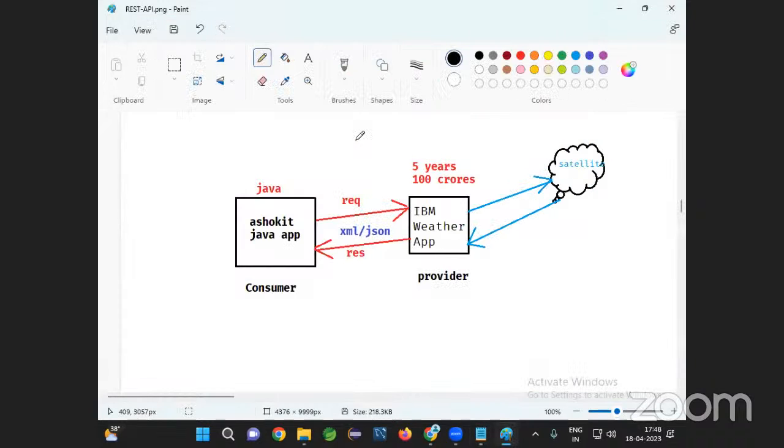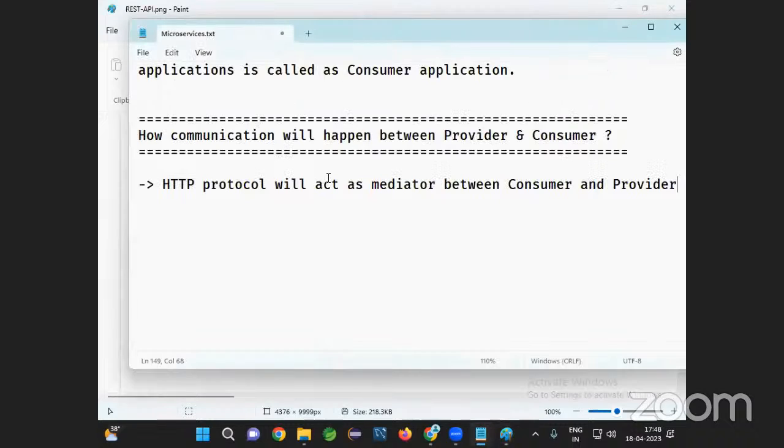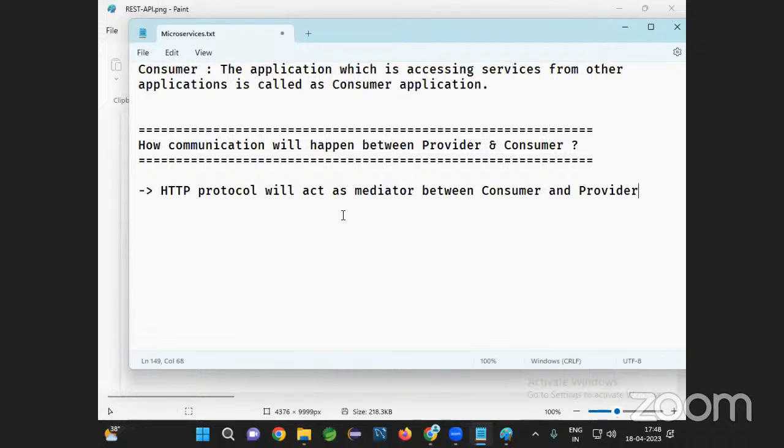So consumer will send an HTTP request to the provider. Provider will send an HTTP response to the consumer. So who is going to act as a mediator between the provider and consumer? HTTP protocol. Then consumer and provider will exchange data in the form of XML or JSON.